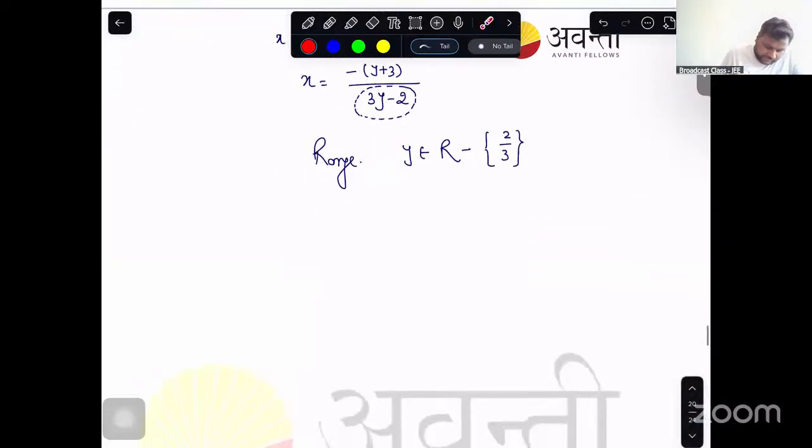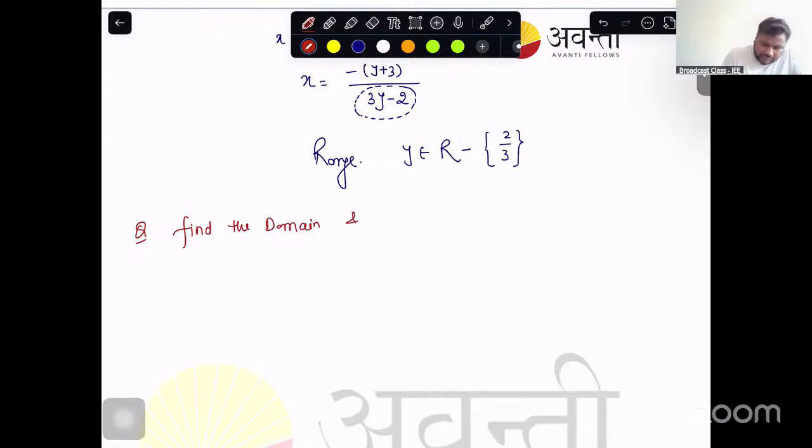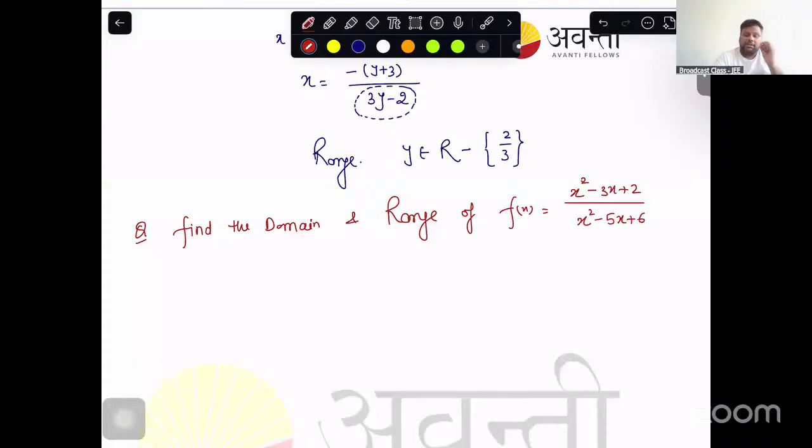See the question. The question is, find the domain and range of f(x) equals x square minus 3x plus 2 upon x square minus 5x plus 6. Now, it looks like a quadratic upon quadratic. But there is a certain difference about this question.